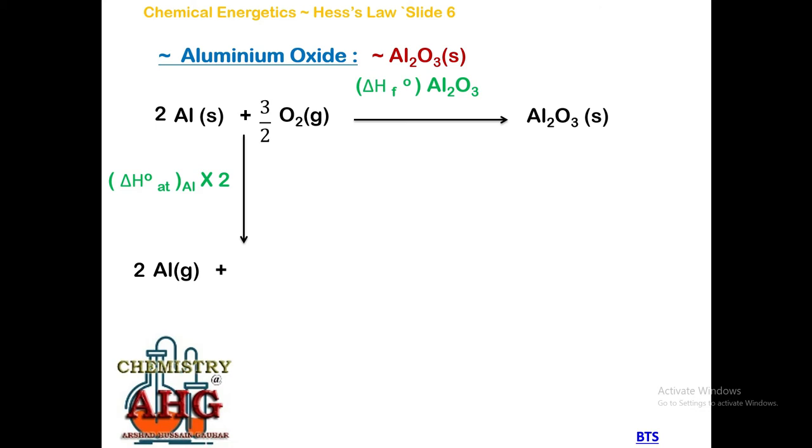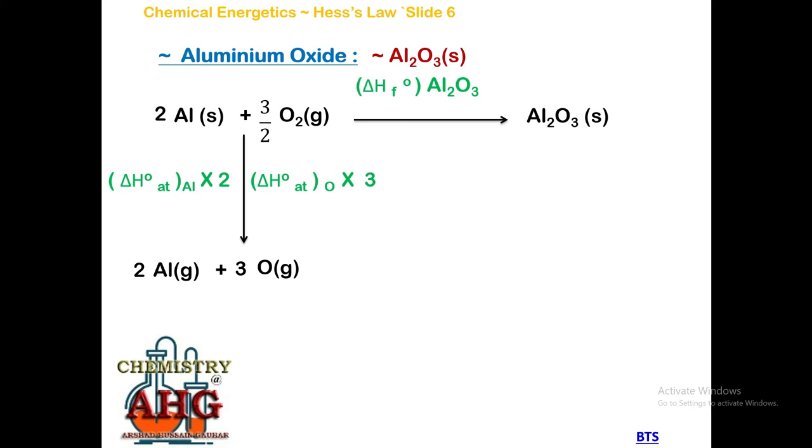Now to atomize oxygen, write down the symbol of oxygen, its symbol gas, and there are 3 oxygen atoms. So we will multiply this oxygen by 3. And what enthalpy change will you label on this reaction arrow for oxygen? It is atomization of oxygen multiplied by 3, because there are 3 moles of oxygen. Moving on, now you have atomized both the elements involved in the formation of aluminum oxide.